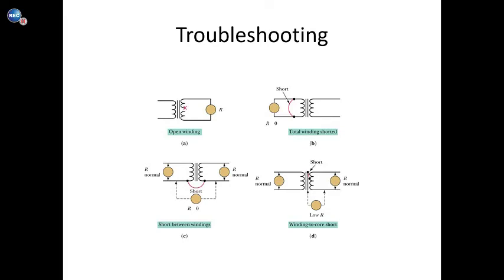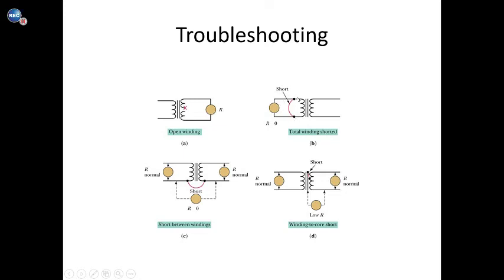This is some tips on how you can troubleshoot transformers. If you have an open winding like this, where the wire has been broken and it's not supposed to be broken, you can test that by measuring the resistance. If you measure the resistance and the resistance is infinite, you know that means you have a break somewhere in that winding.